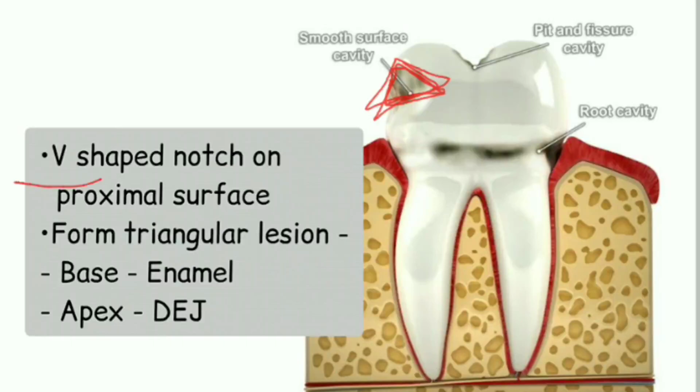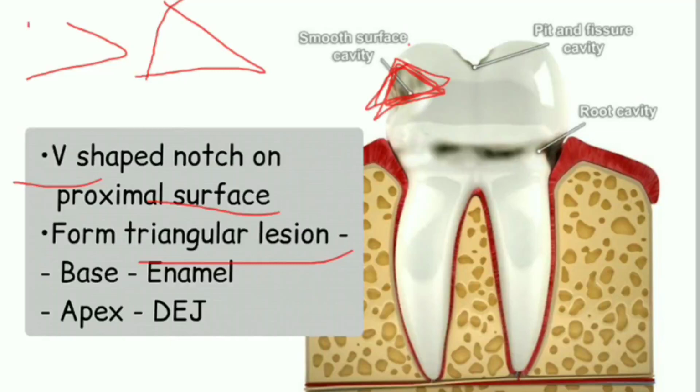These are V-shaped notches on the proximal surface. Why are we calling it V-shaped? Because it forms a V shape like this. It forms a triangular lesion as well, in which the base is toward the enamel. You can see this is the base of the triangle and it is toward the enamel, and this is our apex and this is toward the DEJ.